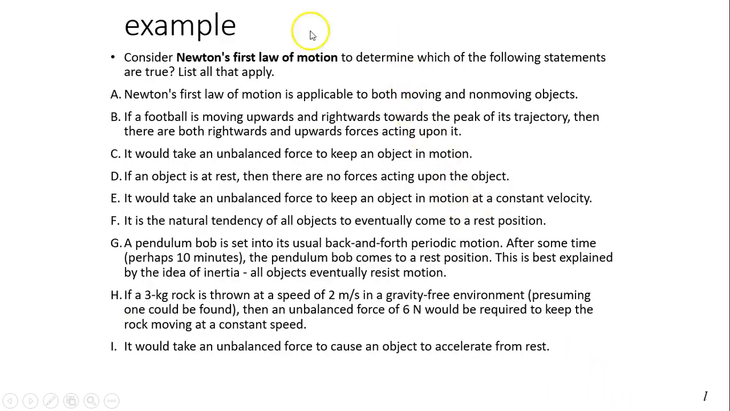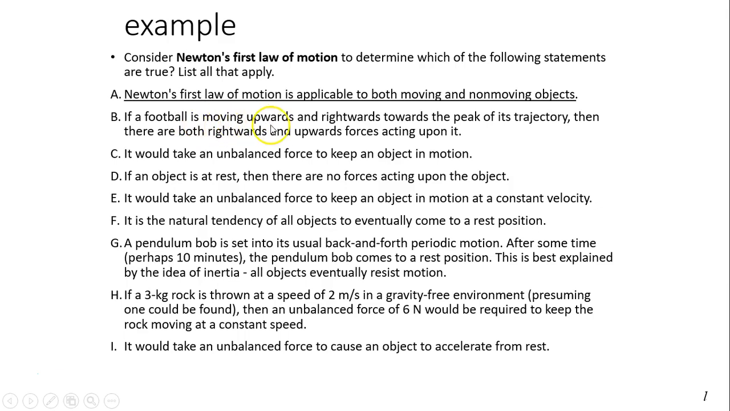Last slide. Example, consider Newton's first law of motion. Object in motion stays in motion. Object stays at rest unless acted on by an unbalanced force. Determine which of the following statements are true. List all that apply. Newton's first law of motion is applicable to both moving and non-moving objects. That's true.